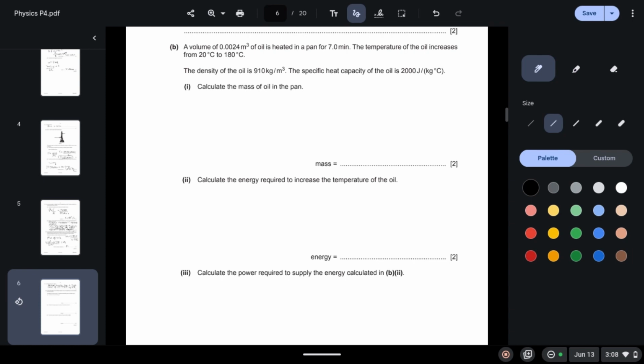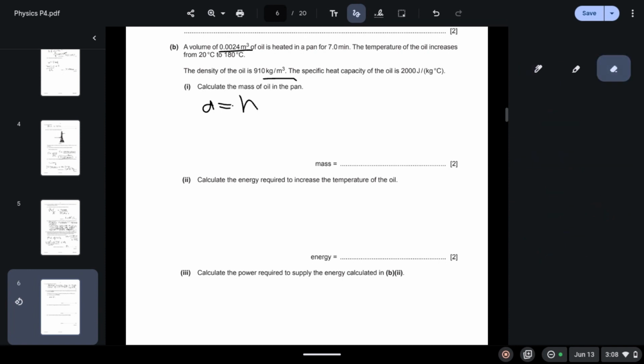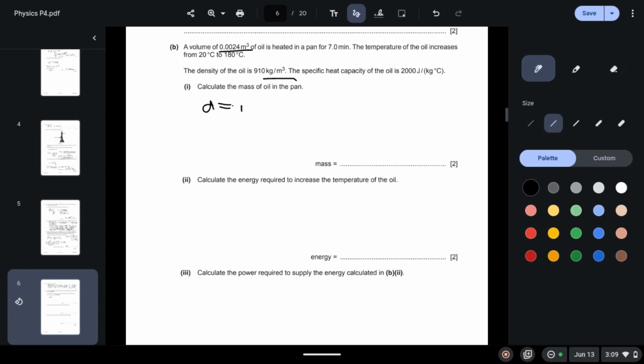So we are given the density and the volume. We can use the formula density is equal to mass upon volume. Density is 910, mass we have to calculate, volume is 0.024. So just plug this in the calculator and mass comes out to be 2.2 kilograms.